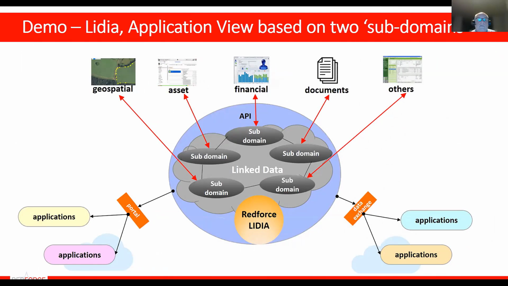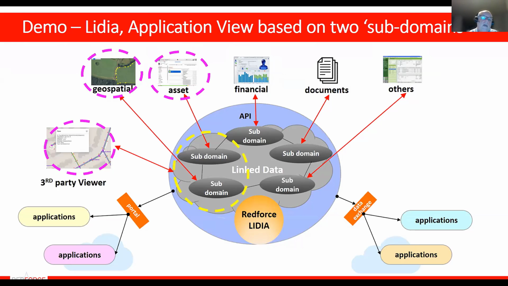So what we've done is we have three applications. One application which is acting on the geospatial subdomain. We have an application which is acting on the asset subdomain. And then we have an application, a viewer, which can be a third-party viewer, which combines these two subdomains. But the viewer is not restricted to these two subdomains.